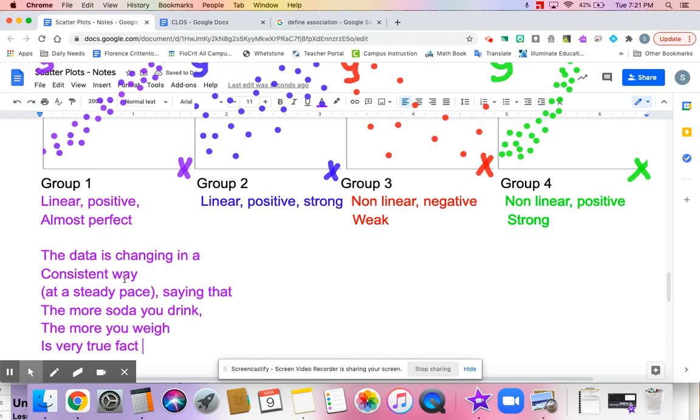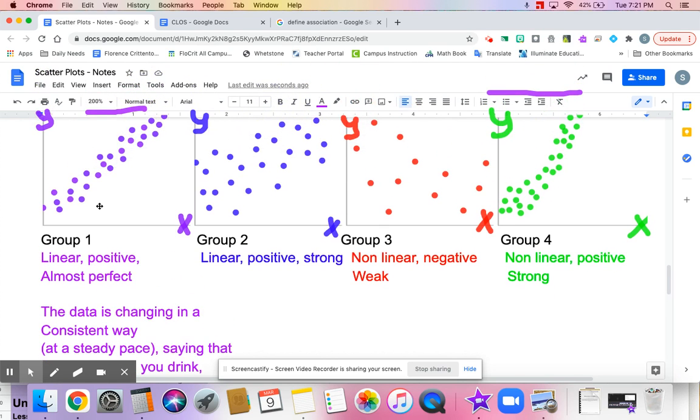So graph 1 is suggesting that this data is changing in a consistent way at a steady pace, claiming that the more soda you drink, the more you're going to weigh. And they're saying that's a very, very true fact based on this set of data right here from group 1.